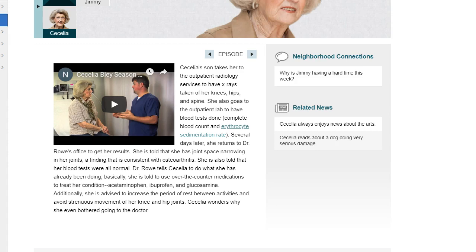And several days later, she returns to Dr. Rowe's office to get her results. She is told that she has joint space narrowing in her joints, a finding that is consistent with osteoarthritis. She is also told that her blood tests were all normal, and Dr. Rowe tells Cecilia to do what she has already been doing. Basically, she was told to use those over-the-counter medications to treat her condition: acetaminophen, ibuprofen, and glucosamine.